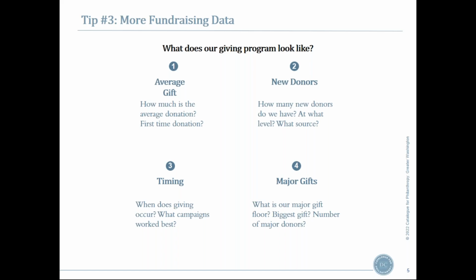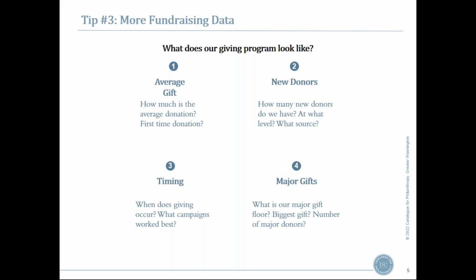If I know, okay, these 5 donors typically give in July, so I want to make sure I'm talking to them in April or May, right? In addition to that, it's also going to help us with cash flow, so it's an important data point to track. And then finally, looking at major gifts.